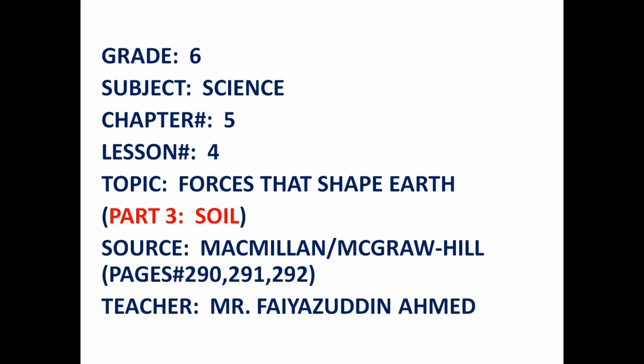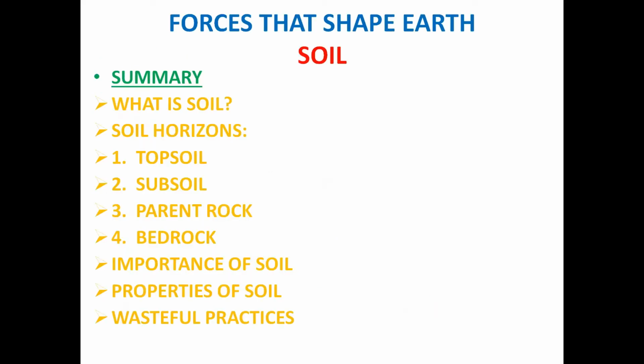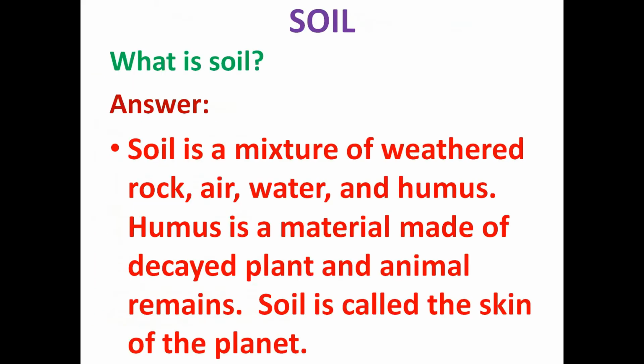We finished two parts. We finished the part 1, weathering, part 2, the erosion and deposition. The part 3 is soil. So here we go with this topic, soil. In this topic, we are going to cover what is soil and soil layers. The layers of the soil, we also call them the soil horizons: topsoil, subsoil, parent rock, bedrock. And what is the importance of soil, and what are the different properties of soil, and wasteful practices that deplete the soil of their nutrients.